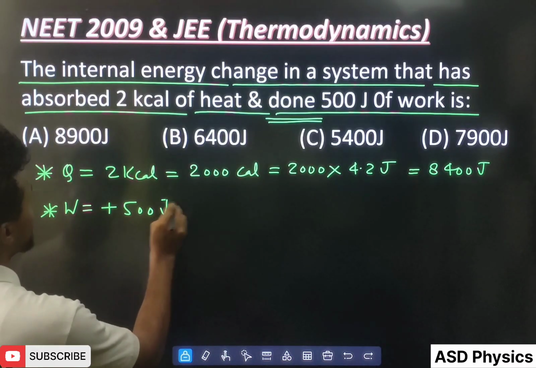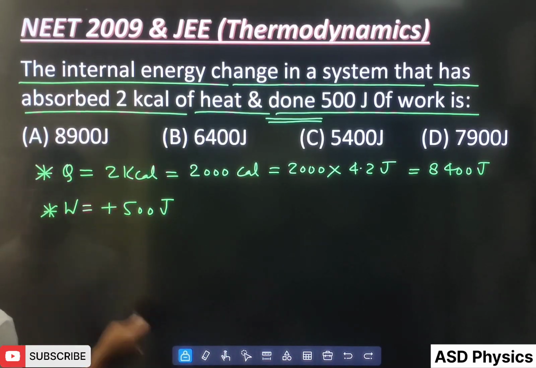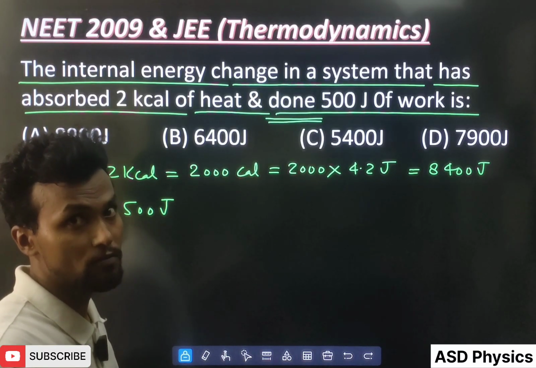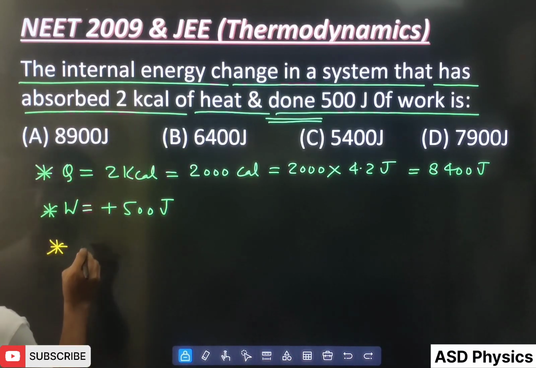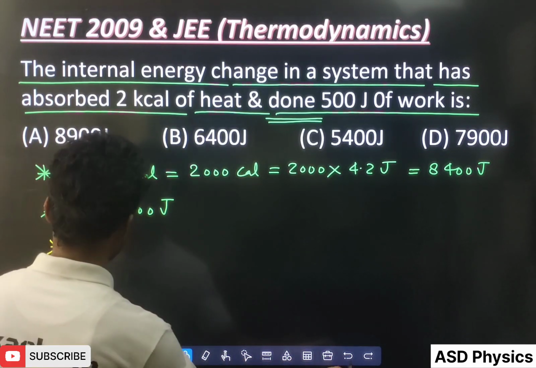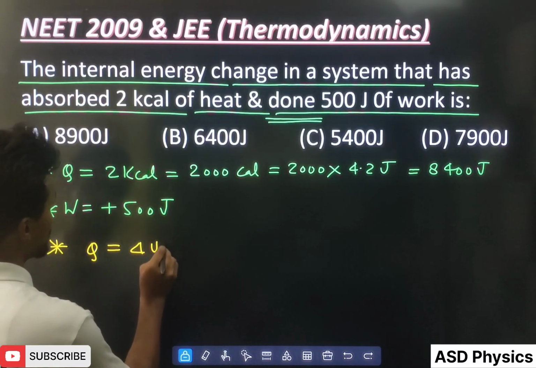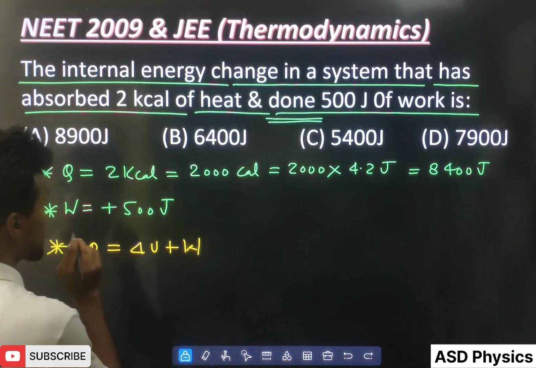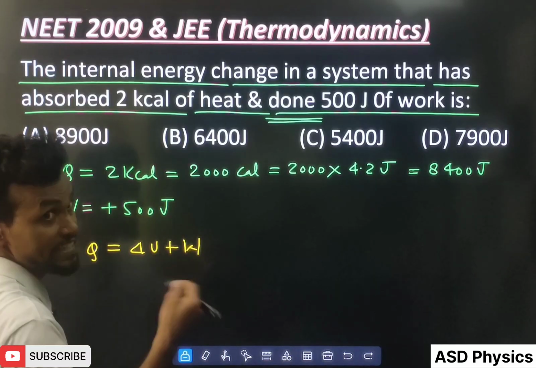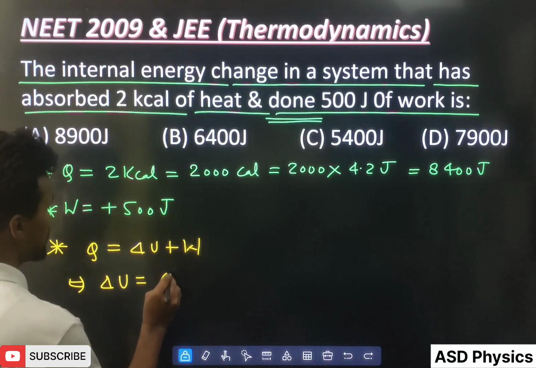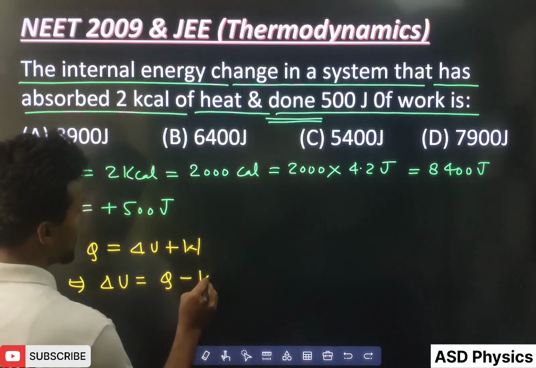plus 500 joule. Now students, we have to apply the first law of thermodynamics. There are 3 laws of thermodynamics: the 0th law, first law, and second law. According to the first law, the heat Q supplied is equal to delta U plus W. Q is the heat, delta U is the internal energy change, and W is the work done. So delta U equals Q minus W.